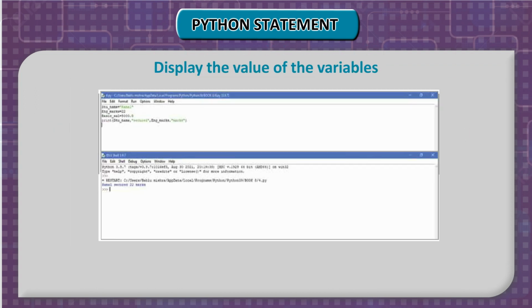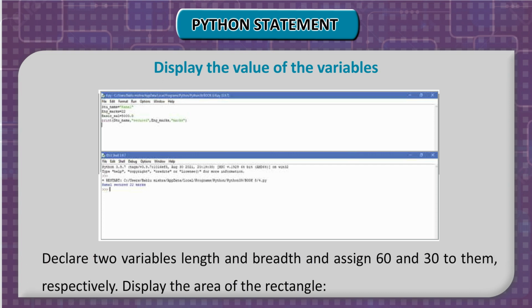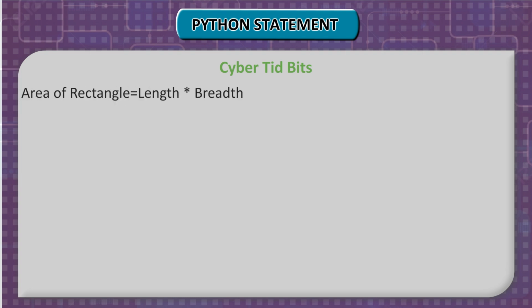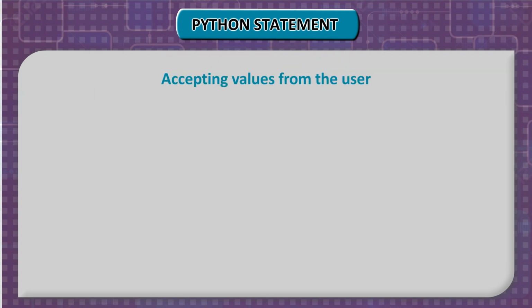Display the value of the variables. Declare two variables, length and breadth, and assign values to them respectively. Display the area of the rectangle. Area of rectangle = length * breadth.